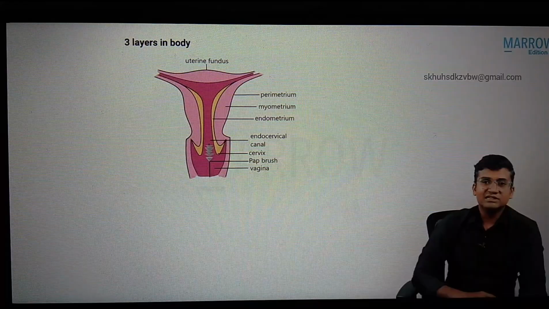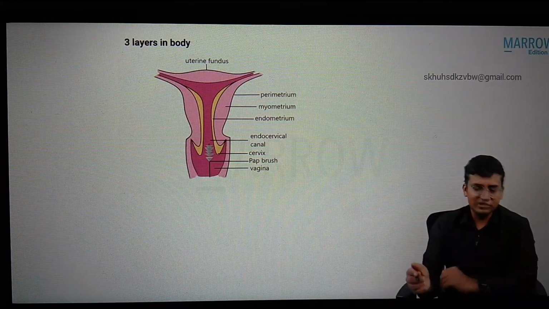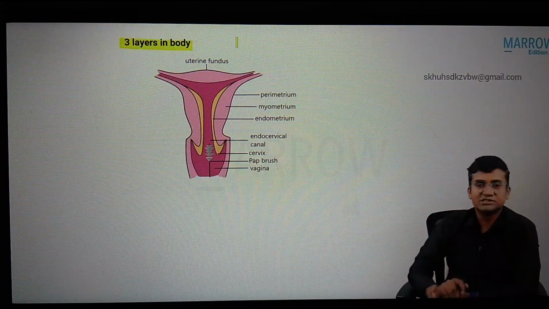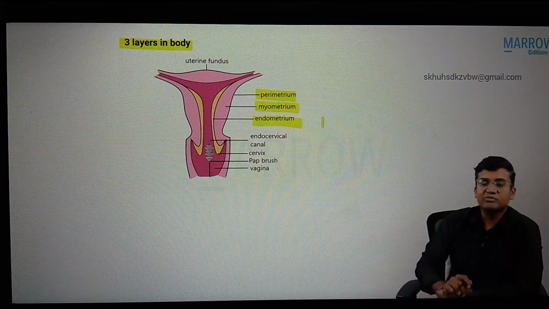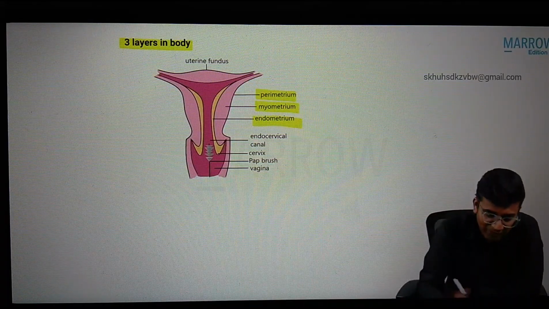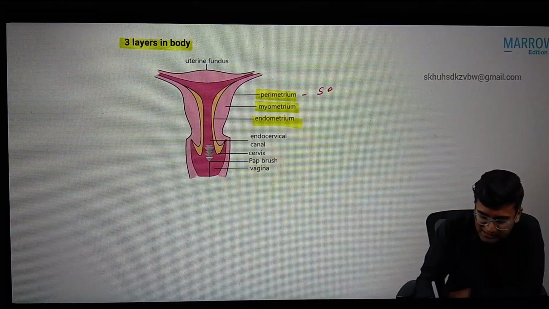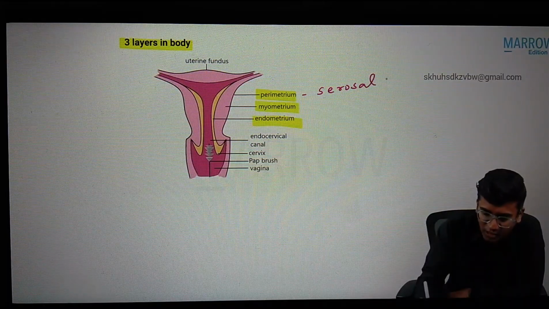And we're going to see the layers now. In the body of the uterus, we have three layers. What are those? Perimetrium, myometrium, and the endometrium. Now, perimetrium is also known as the serosal layer, the outer layer.